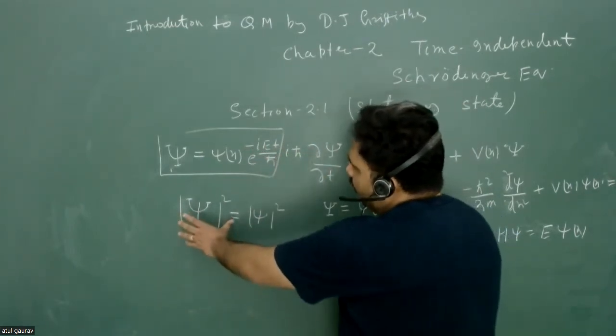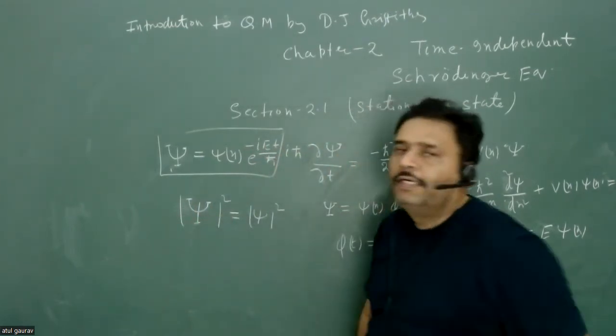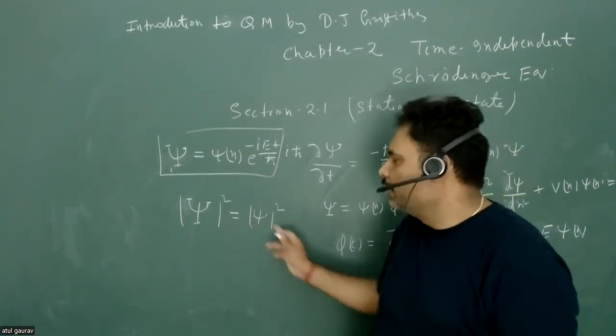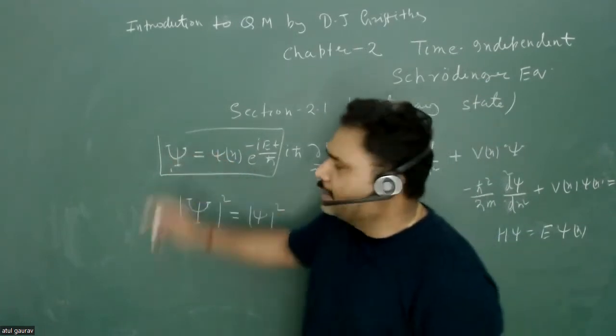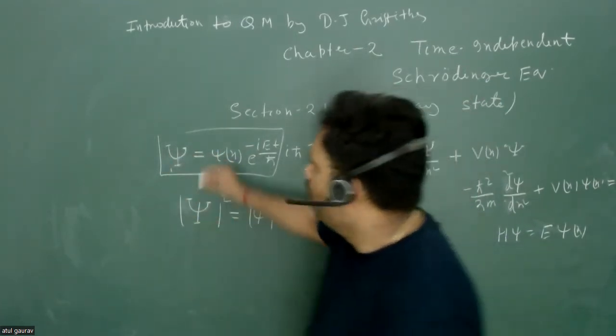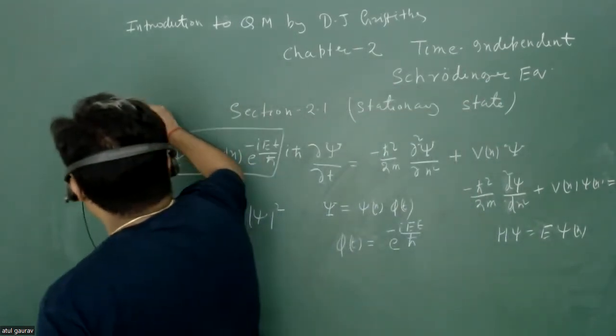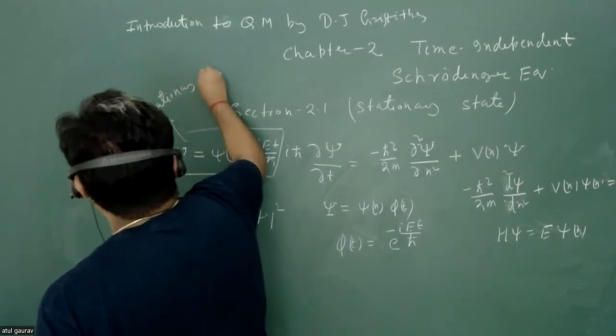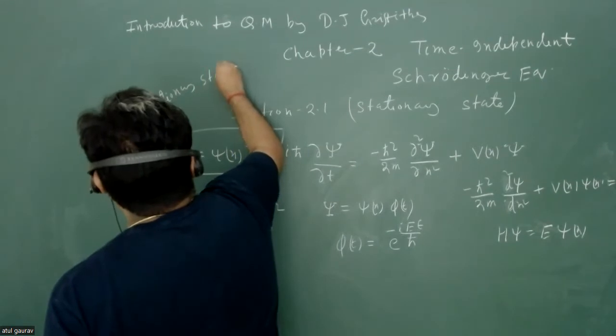So why is this particular probability density not evolving with time? This is independent of time. So why is this Psi identified as what? Stationary state. This Psi is identified as a stationary state.